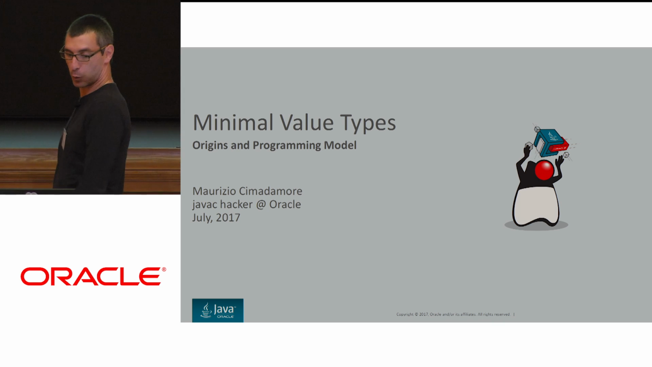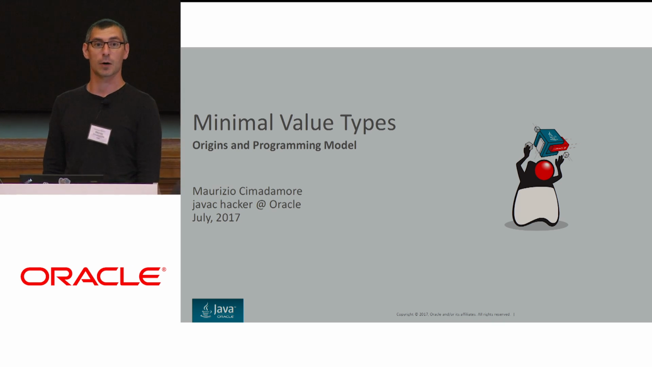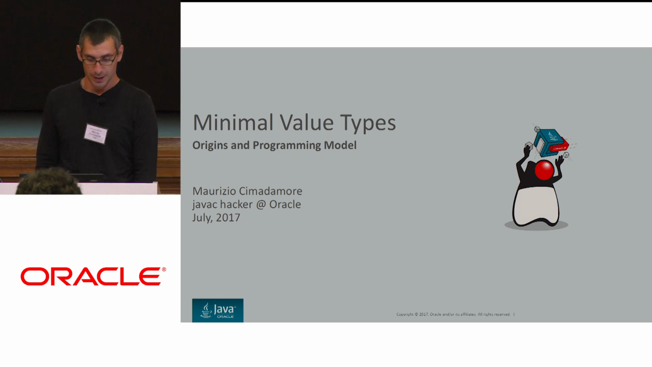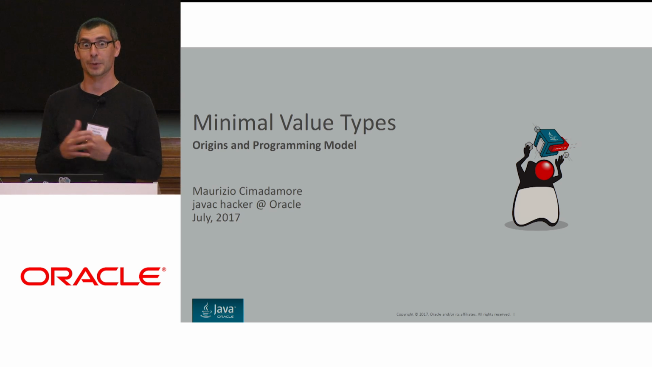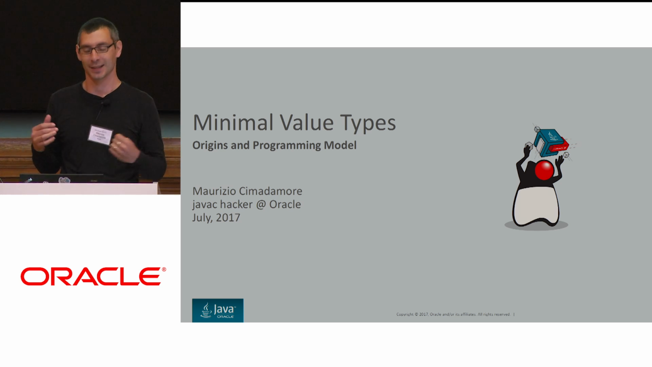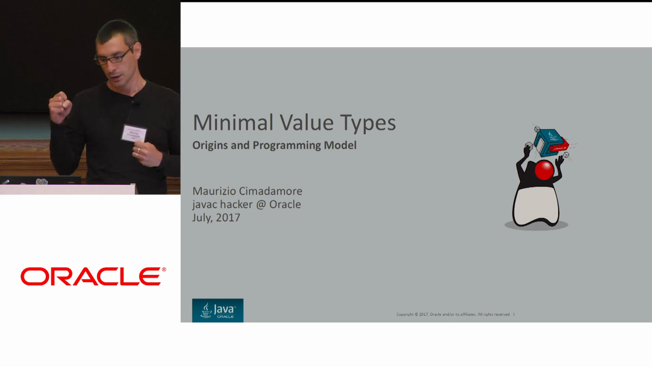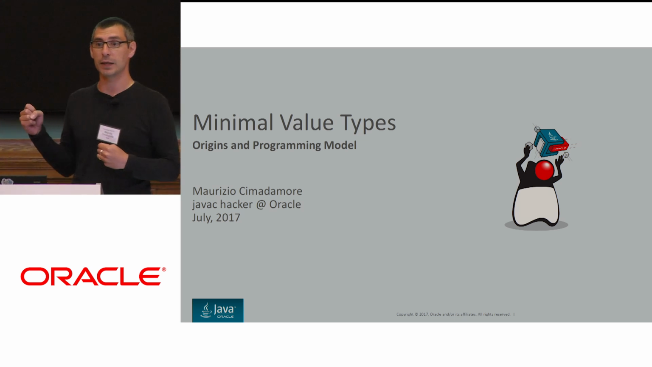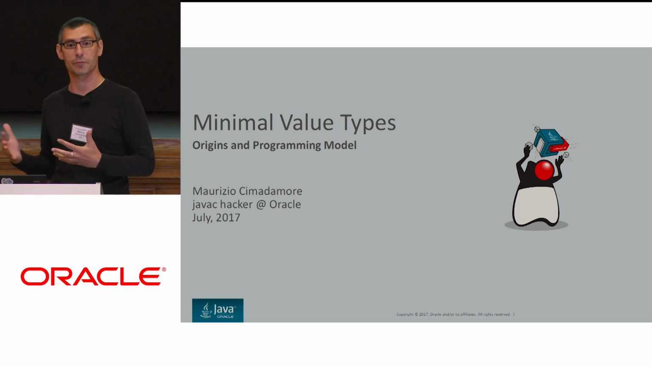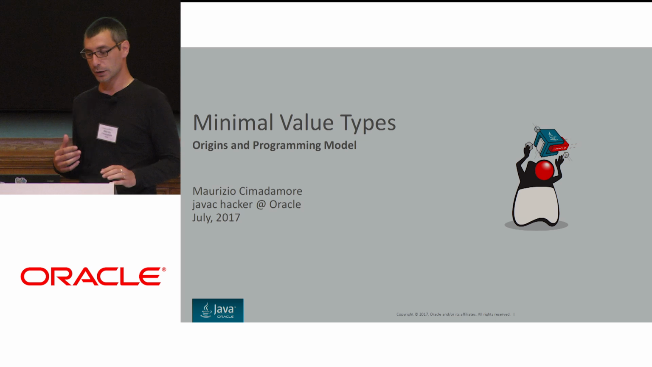I'm Maurizio. I work for the compiler team in Oracle, and this talk today is going to be about minimal value types. I like to think of minimal value types as an intermediate point in our journey called Valhalla. And logistically, there are going to be two talks about minimal value types. One is the one I'm doing today, which is more about the origins of minimal value types, where did they come from, and what the programming model looks like.